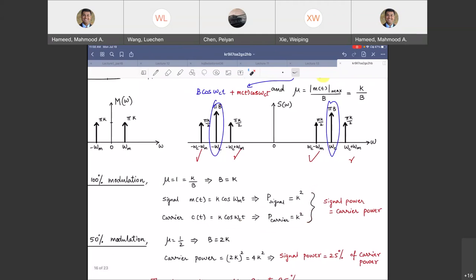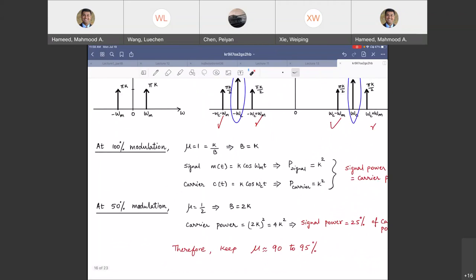So K squared for the signal, K squared for the carrier. That means your signal power is exactly the same as carrier power. Pretty poor, right? At 100% modulation, what this means is you have the same amount of power going for the signal as the carrier. So half of the power budget is for the carrier, which is not such good news. So let's see what happens when you go for 50% modulation. 50% modulation means mu, that ratio, is half. If it is half, we know that mu is K divided by B, then B equals 2K.